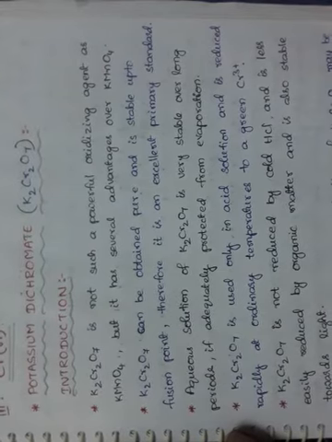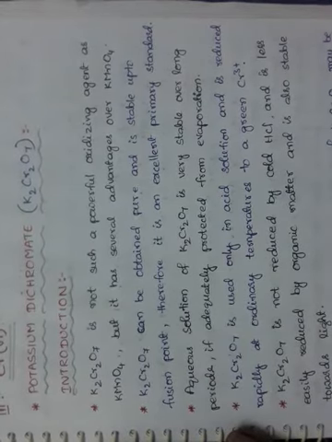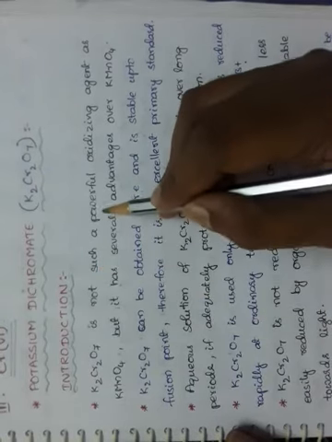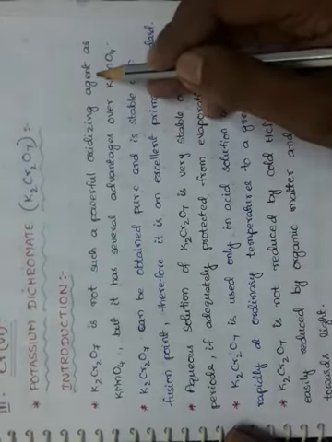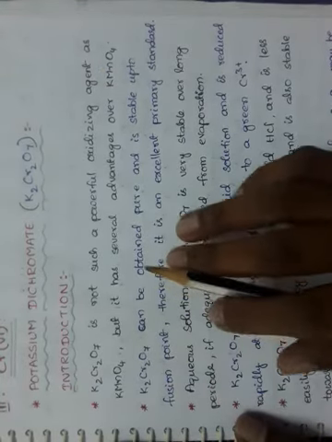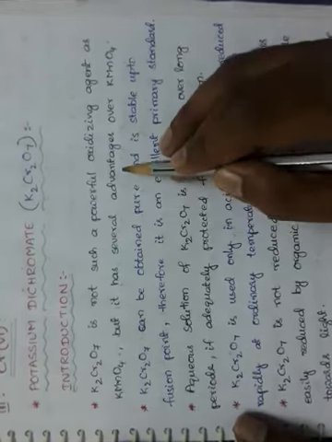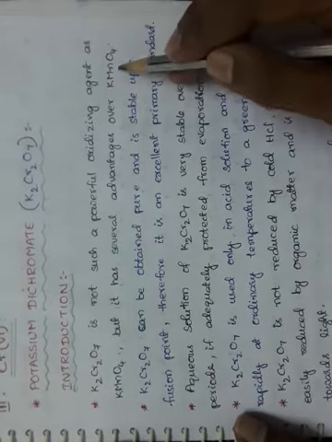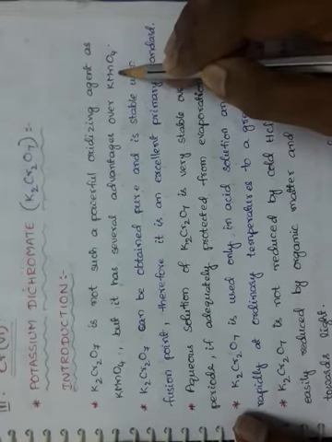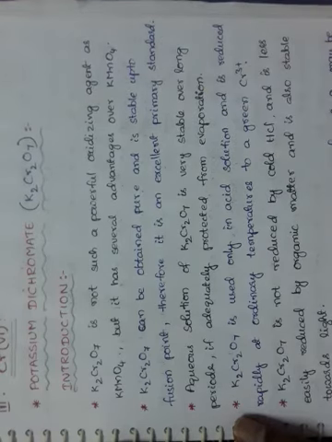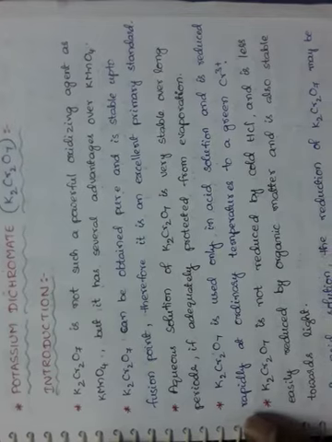First, potassium dichromate is not a powerful oxidizing agent when compared to KMnO4, but it has several advantages over KMnO4. If you compare with KMnO4, KMnO4 is a powerful oxidizing agent, yes, but it has some advantages over KMnO4.